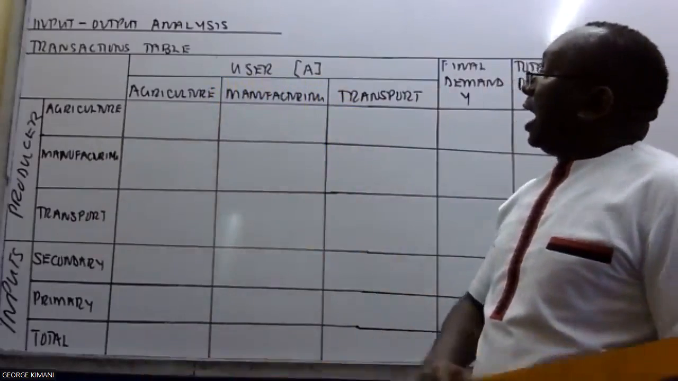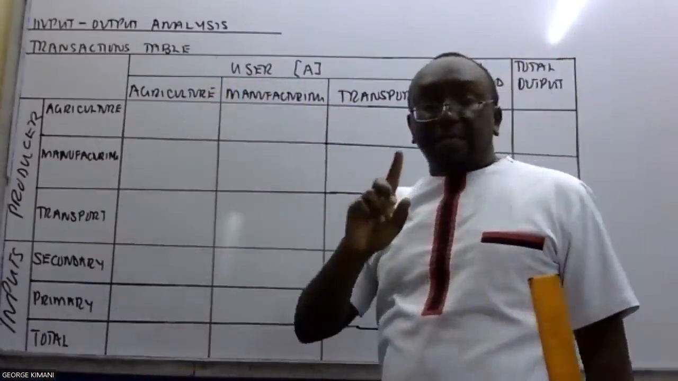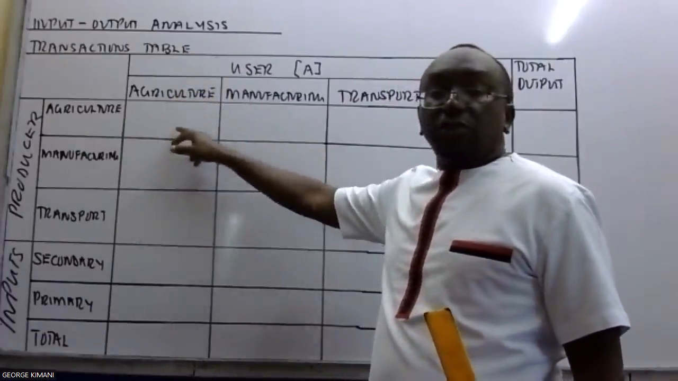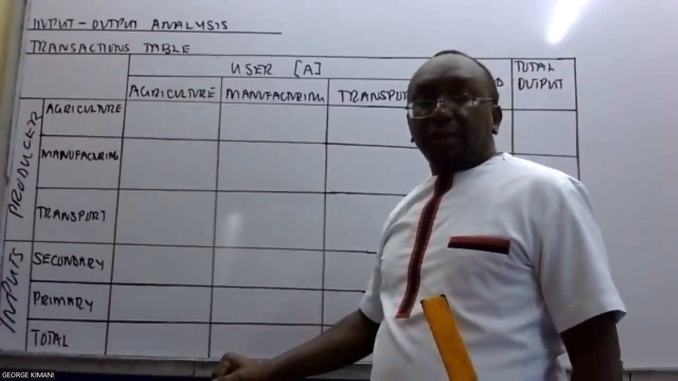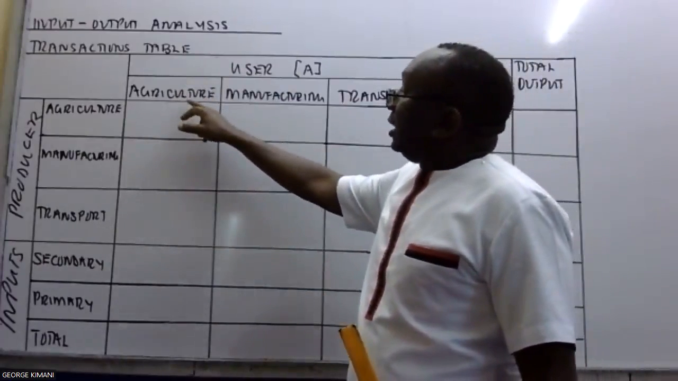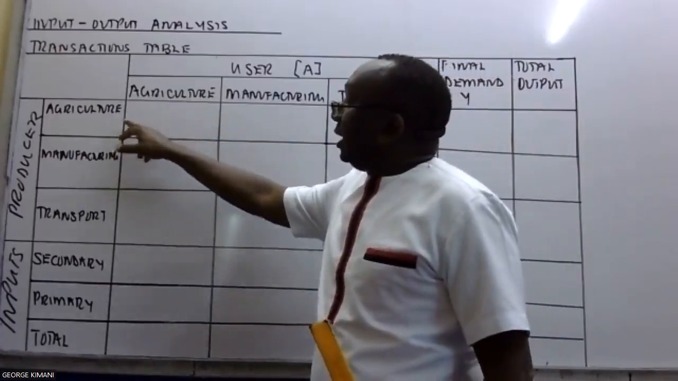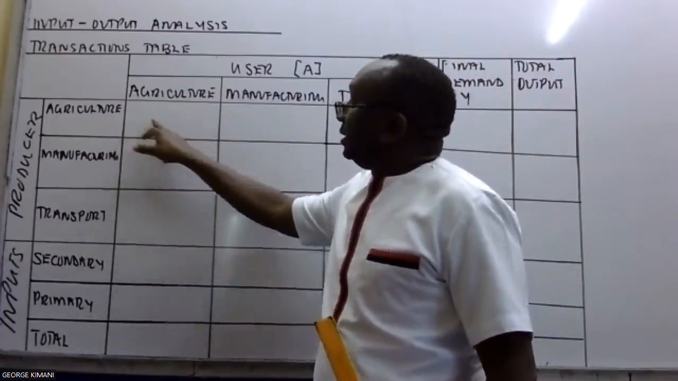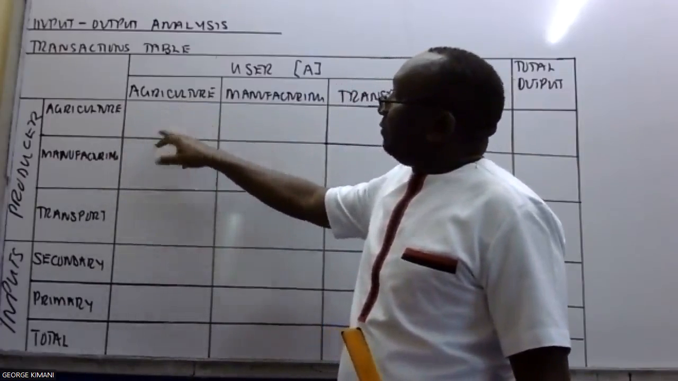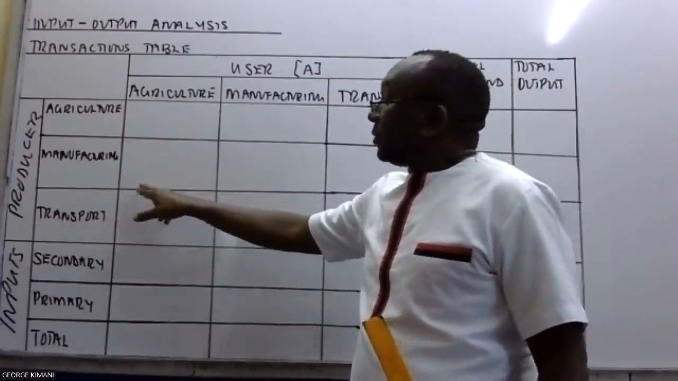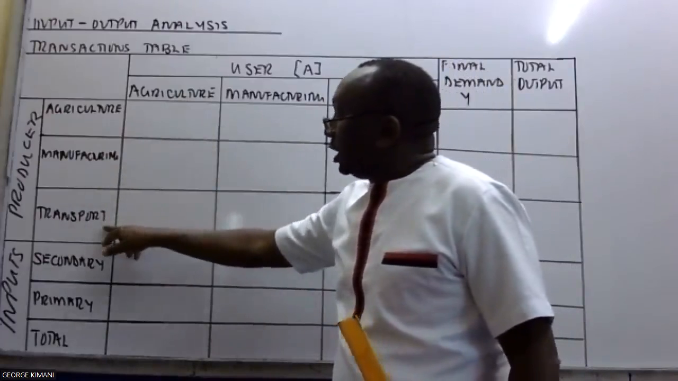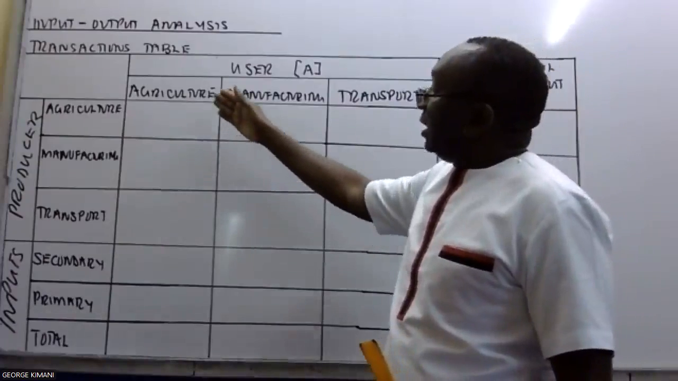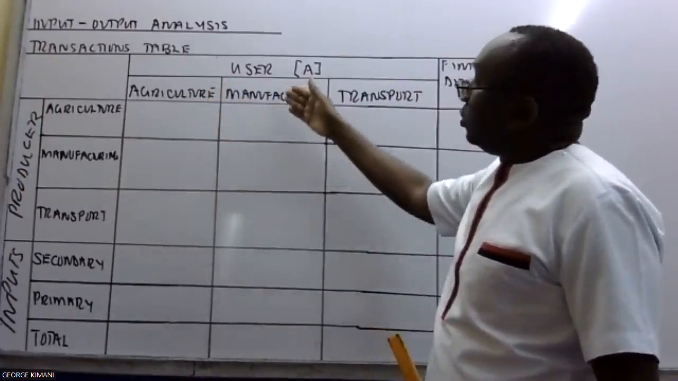Here we shall be showing, when you're interpreting a column, like this one for agriculture, it shows the inputs. So this one will be showing us input to agriculture from agriculture is this much. Input to agriculture from manufacturing is this much. And input to agriculture from transport is this much. We shall put figures here. So the key thing that I'm mentioning for now is that when you're interpreting a column, it shows inputs.